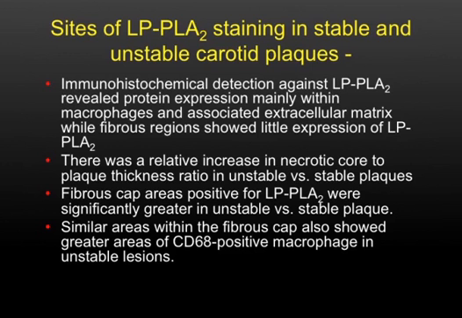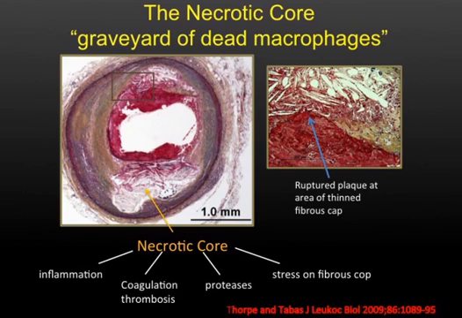So what I've shown you is that immunohistochemical detection against LPPLA2 revealed that the protein expression was mainly within macrophages and associated extracellular matrix, while fibrous regions showed little expression of LPPLA2. There was a relative increase in the necrotic core to plaque thickness ratio in unstable versus stable plaques. Fibrous cap areas showed positive staining for LPPLA2 that was significantly greater in unstable versus stable plaques. Similarly, areas within the fibrous cap also showed greater CD68 staining for macrophages in the unstable plaque.